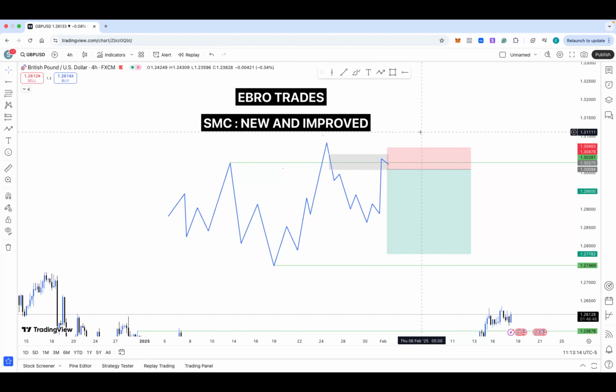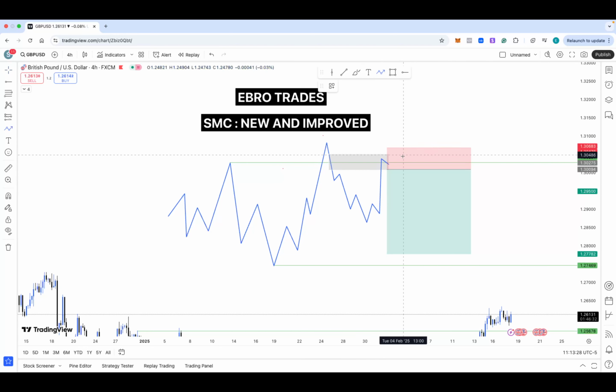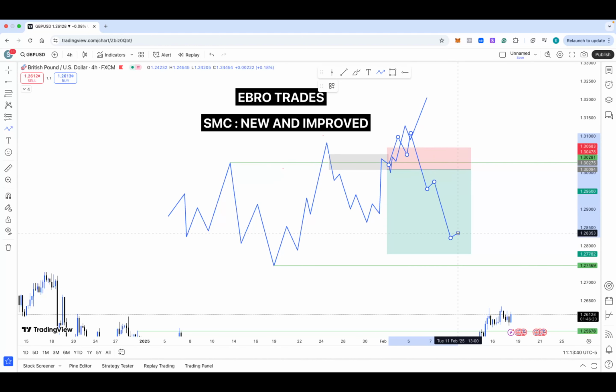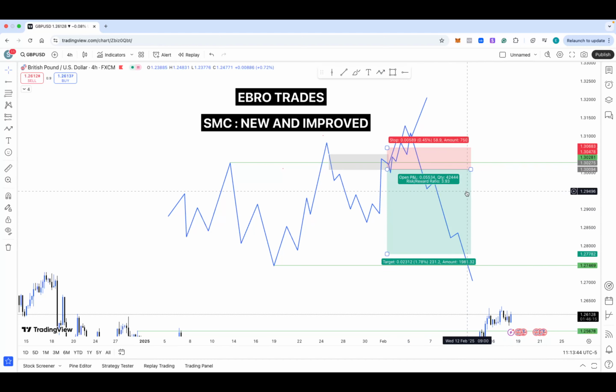Now, the problem that I keep getting in the comments, from people that join the mentorship, and on the internet in general, is that you keep missing your entries. Because what happens is, okay, your entry is on the fair value gap, and what price tends to do is something like this. It'll stop you out and then continue upwards. Or it will stop you out and then come down to target the opposite level liquidity. So that problem I've noticed is very recurring. A lot of people are facing it.